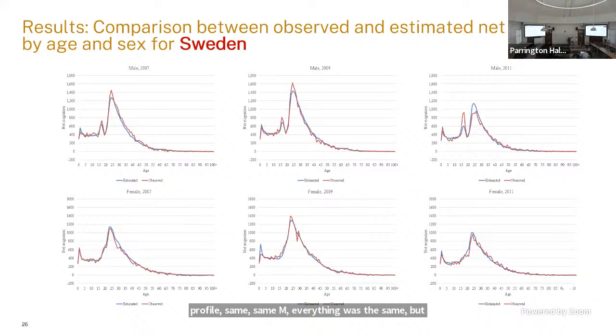And these are comparisons between the estimated age-sex net migration and the observed pattern. So the estimated is blue and the red is the observed. You can see it's really close. I was surprised how close. And it even captures some of these weird things like this little bump for males, which, well, I know it's from unaccompanied minors seeking asylum. They tend to be male. You don't see that for females.